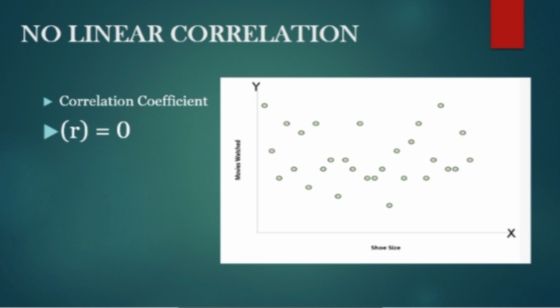Here is the example of no linear correlation. Shoe size versus movies watched. The shoe size of individuals and the number of the movies they watch per year has a correlation of 0. In other words, knowing the shoe size of an individual doesn't give us an idea of how many movies they watch per year.